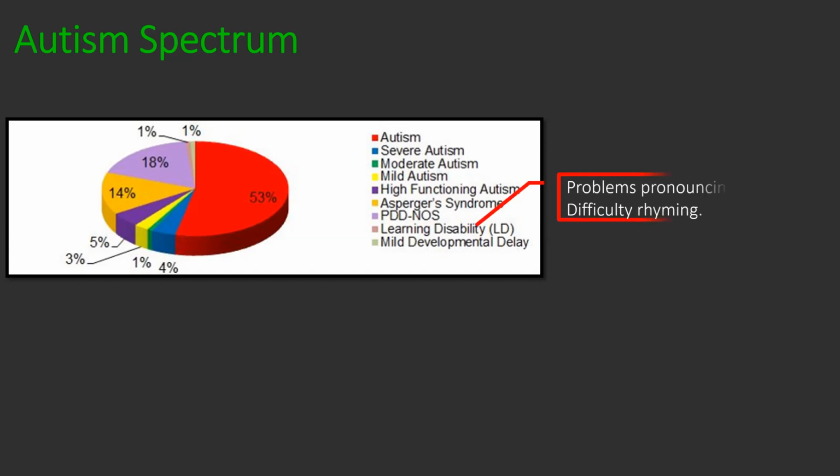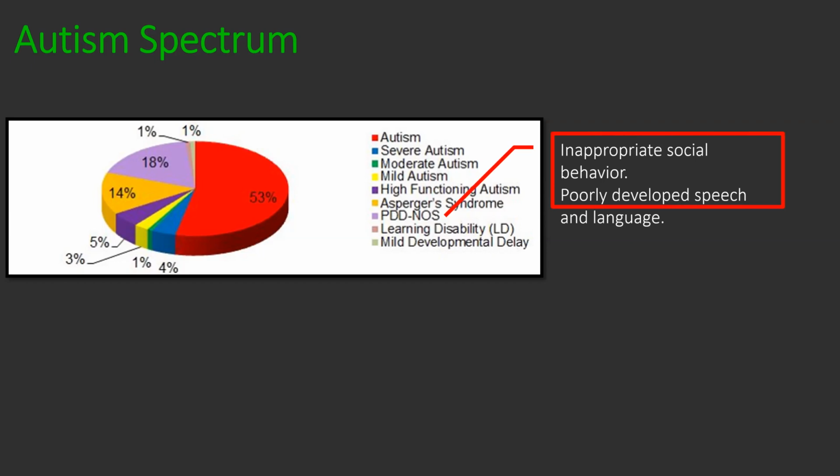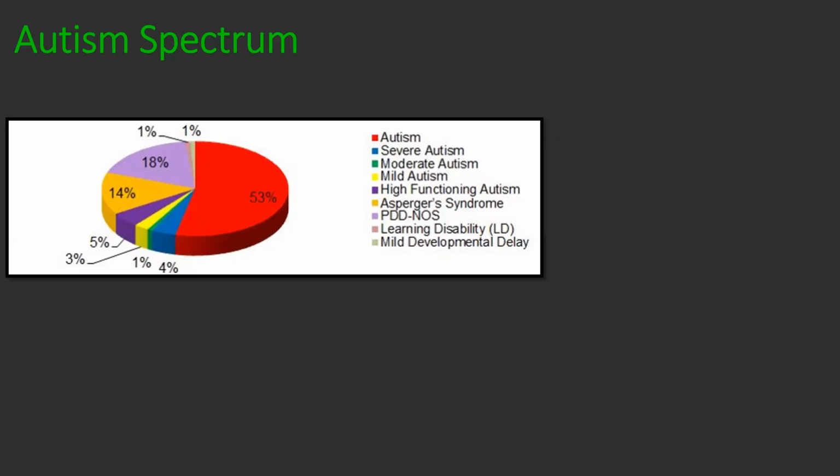Second, maybe they have problems pronouncing some words. Also, they have some problems interacting with their friends, with their parents. So as we go from the borderline until we reach severe autism.